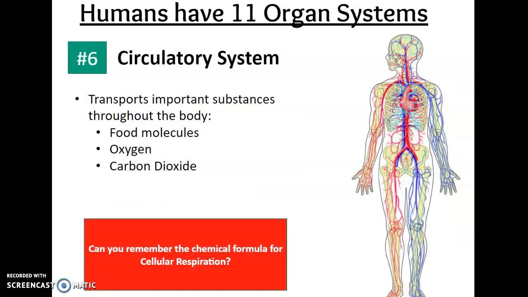So the next one is the circulatory system. It transports substances throughout the body, food molecules, oxygen, and carbon dioxide. Can you remember the chemical formula for cellular respiration? That would have been done in grade 10.